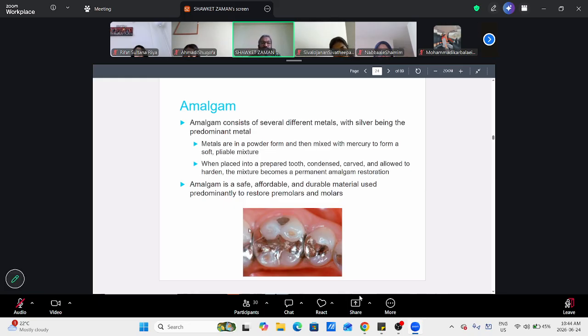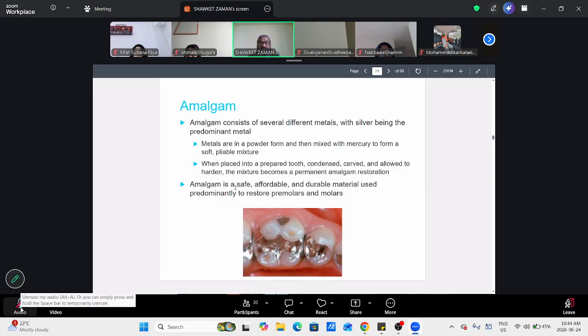As you can see here, the metals are in powder form and are mixed with mercury to form a soft, malleable mixture. When placed in the prepared tooth, it is condensed, carved, and allowed to harden, and the mixture becomes a permanent amalgam restoration. This is a picture of an amalgam restoration.